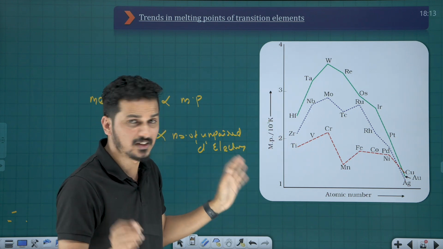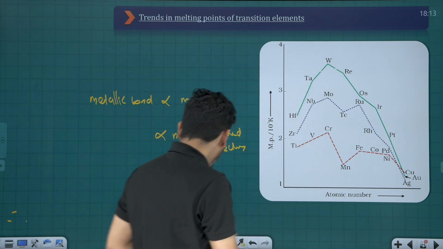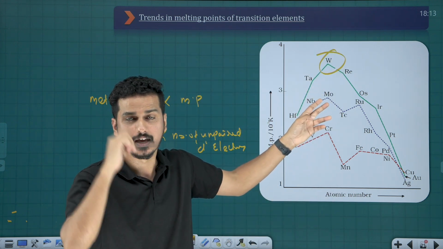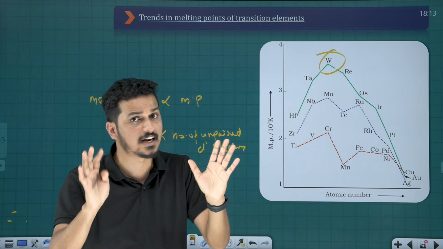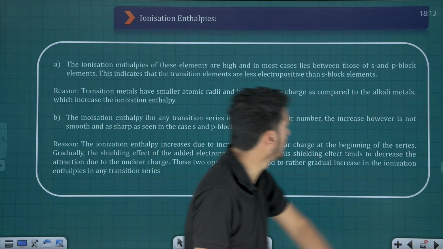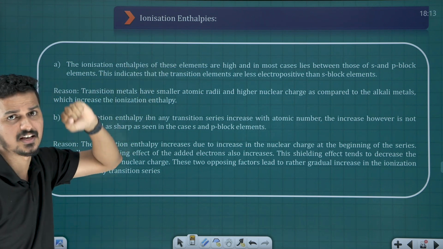So the one with the highest melting point is tungsten. You can see the tungsten. That one only we are using in the bulb filament and all. That idea you know. That idea you have to remember. Okay, next, from here again we have to remember about ionization enthalpy.